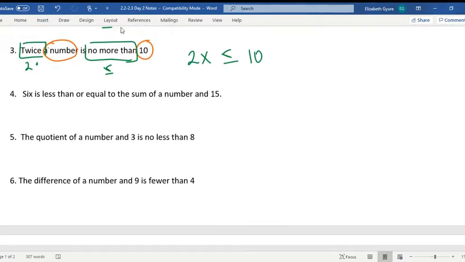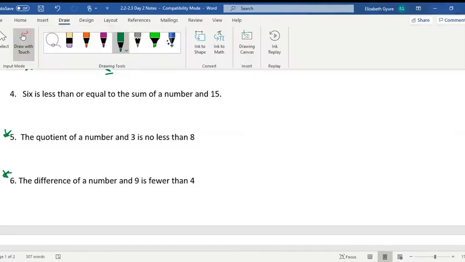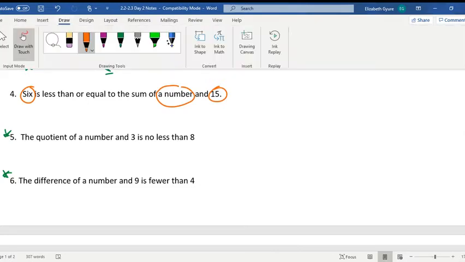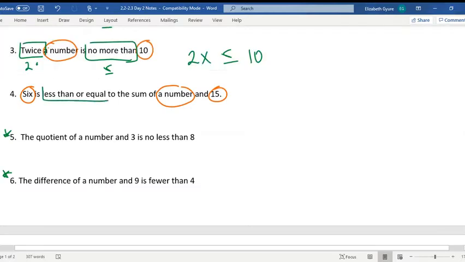We're going to do number 4 together, and then I'm going to have you guys try 5 and 6, okay? So number 4, 6 is less than or equal to the sum of a number and 15. Where are my important numbers? 15, Dallas said 6. Anything else? We also have a number, right? We don't know what that is. Assign it a variable. Any math action words? Yeah, less than or equal to. That's all one thing because that's our inequality.